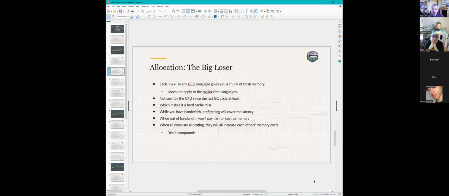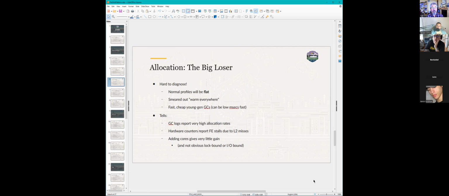And while you have bandwidth, you can prefetch, which will cover your latency. But when you run out of bandwidth, when too many people are prefetching, you don't have enough cycles to memory, the prefetch won't get it in time. You'll pay that cost to go to memory to touch that new fresh memory you got. And when all the cores are allocating, they all increase each other's memory costs. And yes, it compounds. That's why adding more cores gives you this inverse reciprocal curve where it asymptotically runs towards some peak performance line that'll be gated by your bandwidth, right?